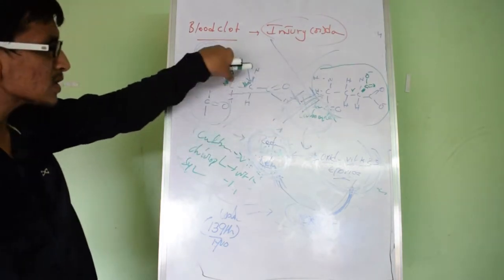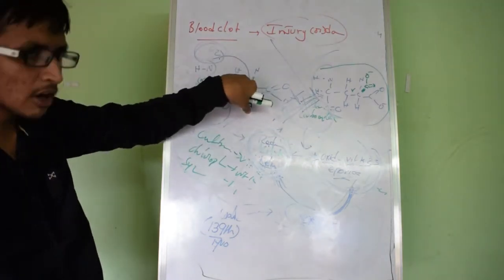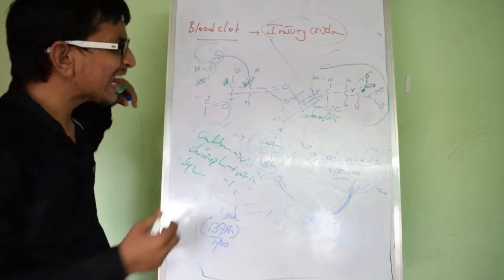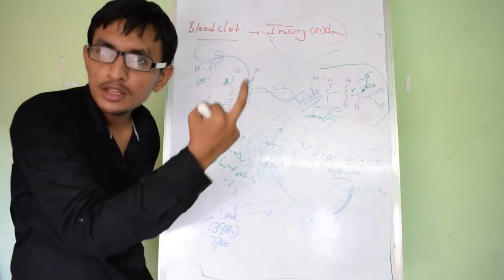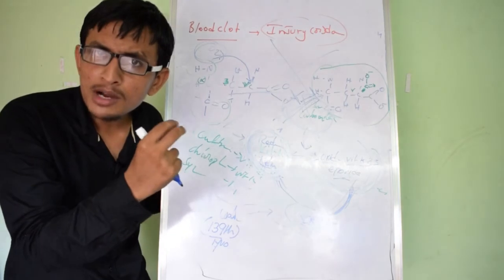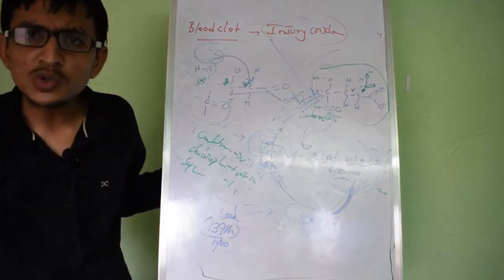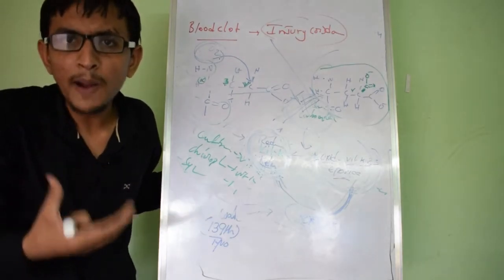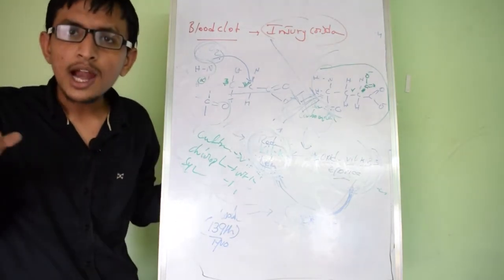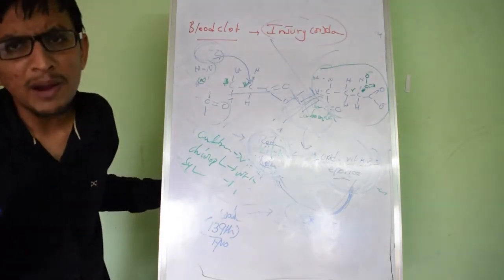If it is not going to work, it is not going to ligate this carbon dioxide at the gamma position. If it is not going to ligate this carbon dioxide at this gamma position, then you are not going to get gamma carboxyglutamic acid residues. If you are not going to get gamma carboxyglutamic acid residues, then you are not going to bind to the surface of activated platelets and you are not going to form the secondary hemostatic plug.